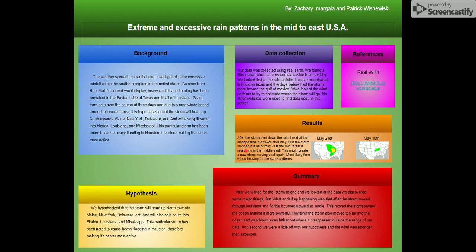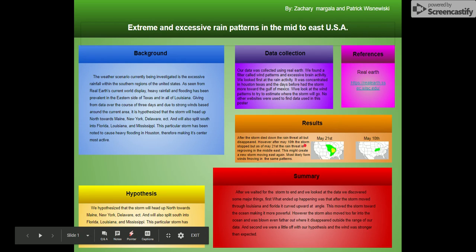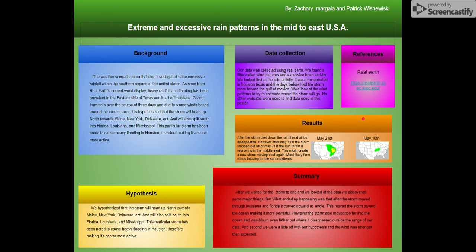We would also like to add that, as of May 21st, the rain threat is growing in the Middle East. This might create a new storm moving east again, most likely from winds moving in the same patterns. That's just an assumption based off where the storm was heading. Let's assume that the winds are going to pick it up, and maybe it might dissipate, maybe it won't. Maybe it'll go into Syria, maybe it'll go into Europe. We're not sure, and we're not going to keep up to date with it.